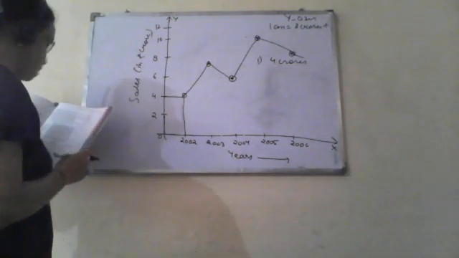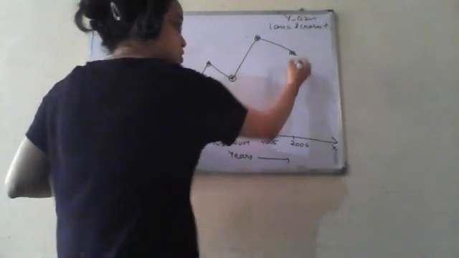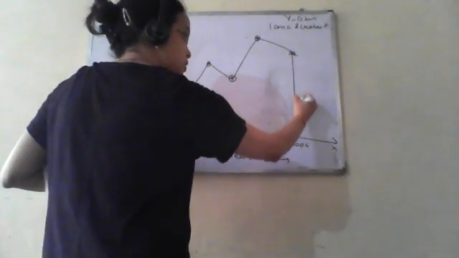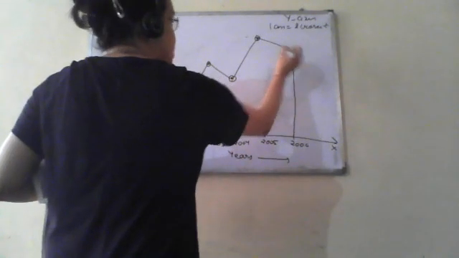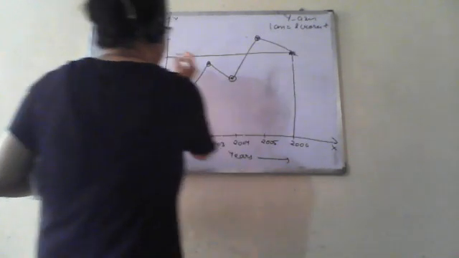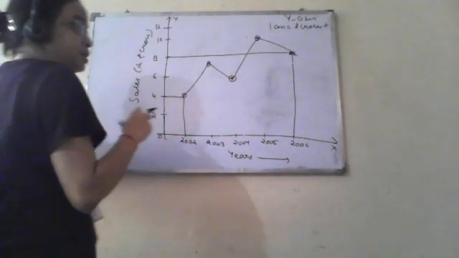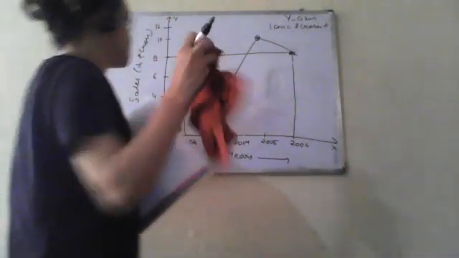Now second part, sale in 2006. So for sale in 2006, we will draw a line corresponding to x-axis at 2006 and corresponding to this line we will draw a perpendicular line to y-axis. It comes out to be 8. That means sale in 2006 was 8 crore rupees.